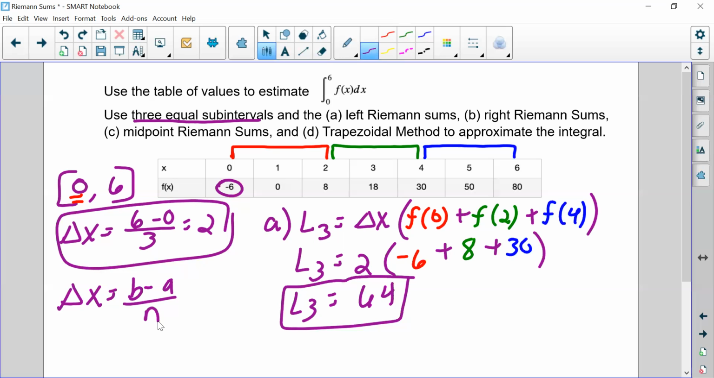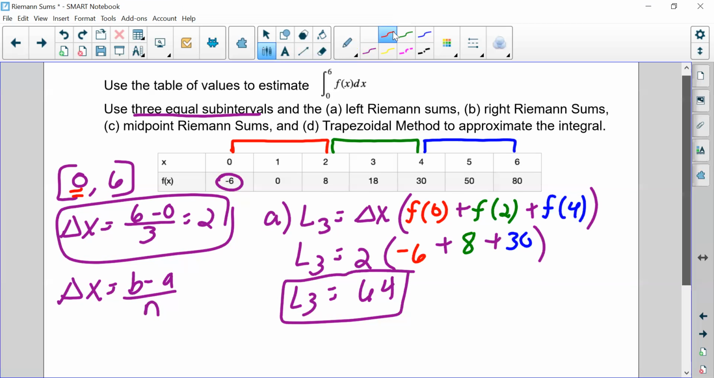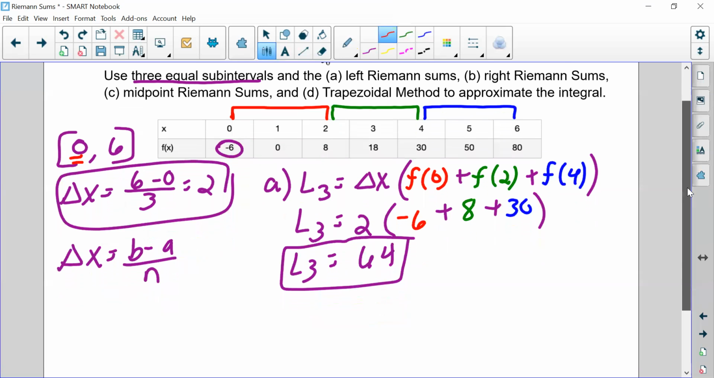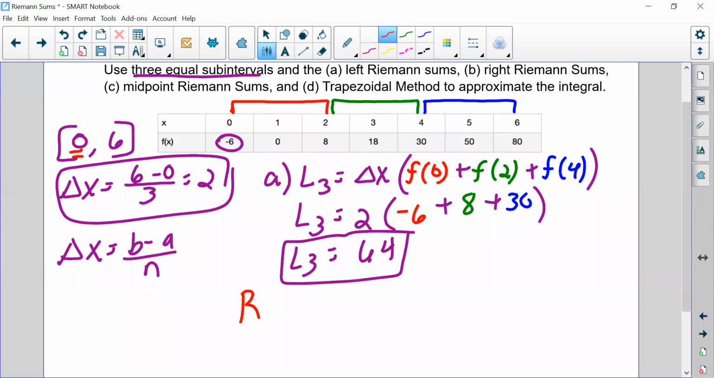Okay. So how would I find my right-Riemann sum for this problem? We'll skip straight to the work. Is the delta x the same or different? Same, so I don't have to show that work. You go straight to my delta x. What is my first value I'm going to plug in? f of 2. What is f of 2? 8. So you can skip that middle step and just go straight to this.